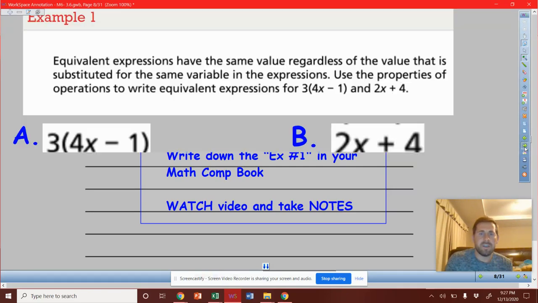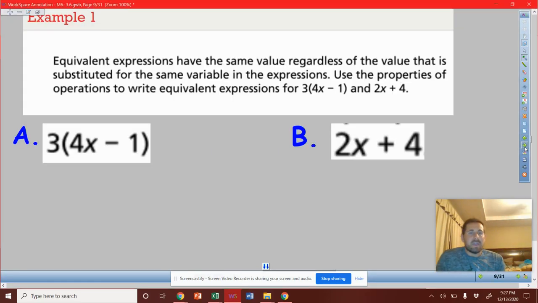All right, example number 1 here. Equivalent expressions, like we did in the last problem, have the same value regardless of the value that is substituted in. In other words, no matter what I put in for x, they're always going to be equal to each other. Okay? Use the properties of operations to write equivalent expressions for the ones we have below.